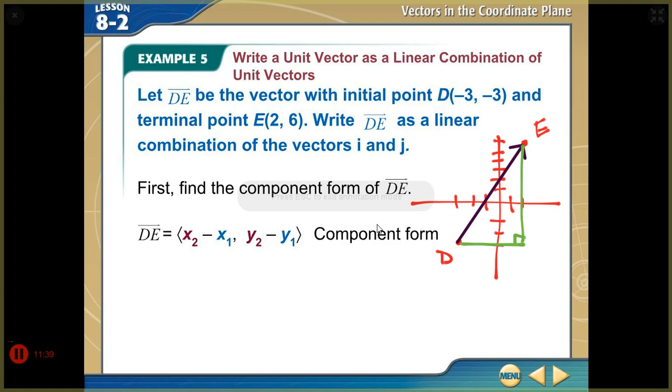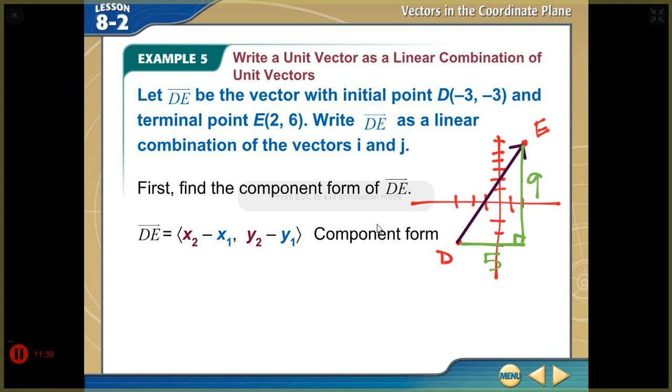If I want to know how much over and how much up, I can subtract my x coordinates. So if I take, in this case, 2 minus the -3 that I had here, that is a distance of 5. If I do the same thing for my y components, I'm down at -3 here, and I'm going to go up to 6. That's a distance of 9.